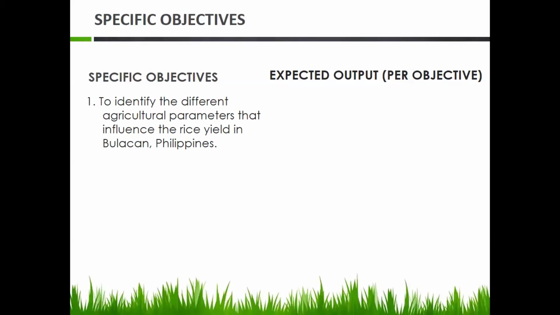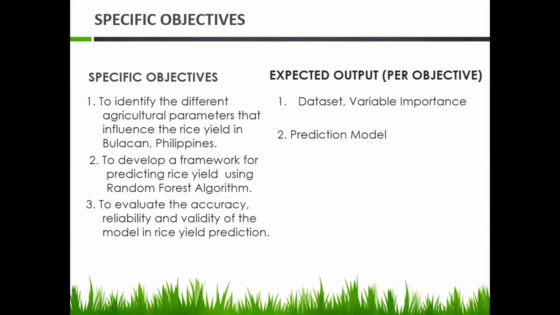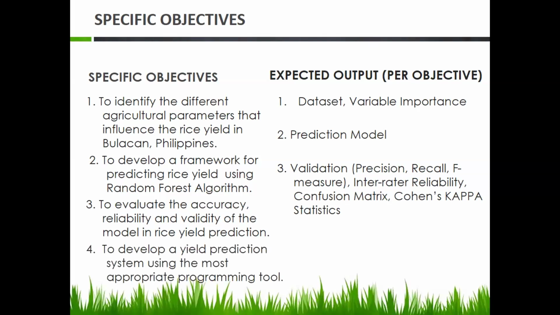For the specific objectives, objective number 1 is to identify the different agricultural parameters that influence the rice yield in Bulacan, Philippines. The expected output in objective number 1 is the dataset, variable importance. And for objective number 2, to develop a framework for predicting the rice yield using the random forest algorithm. The expected output is the prediction model. The third objective is to evaluate the accuracy, reliability, and validity of the model in rice yield prediction. The expected output in objective number 3 is the results in validation, precision, recall, F-measure, the inter-rater reliability, confusion matrix, Cohen's Kappa statistics. And lastly, to develop a yield prediction system using the most appropriate programming language. And the output of objective number 4 is the yield prediction of rice with GIS-based model for visualization.